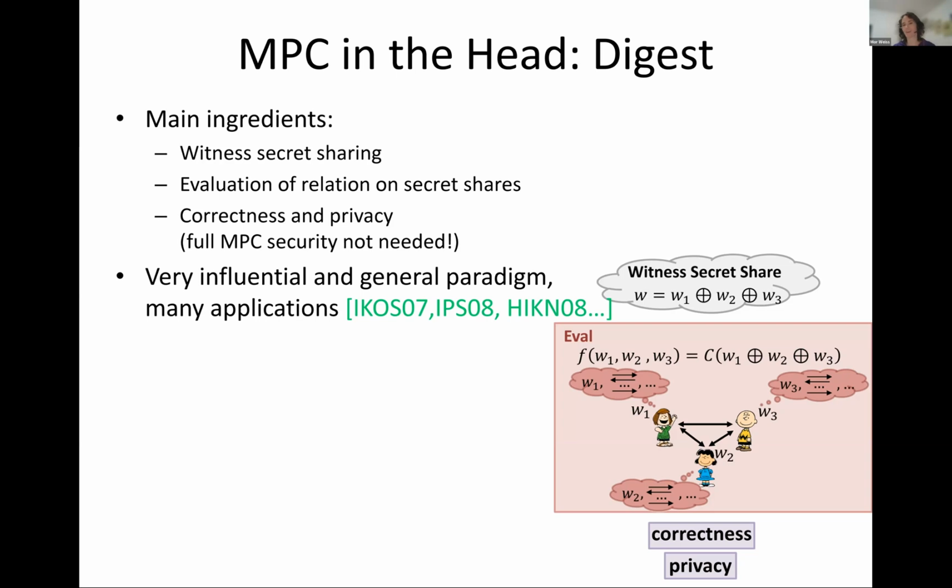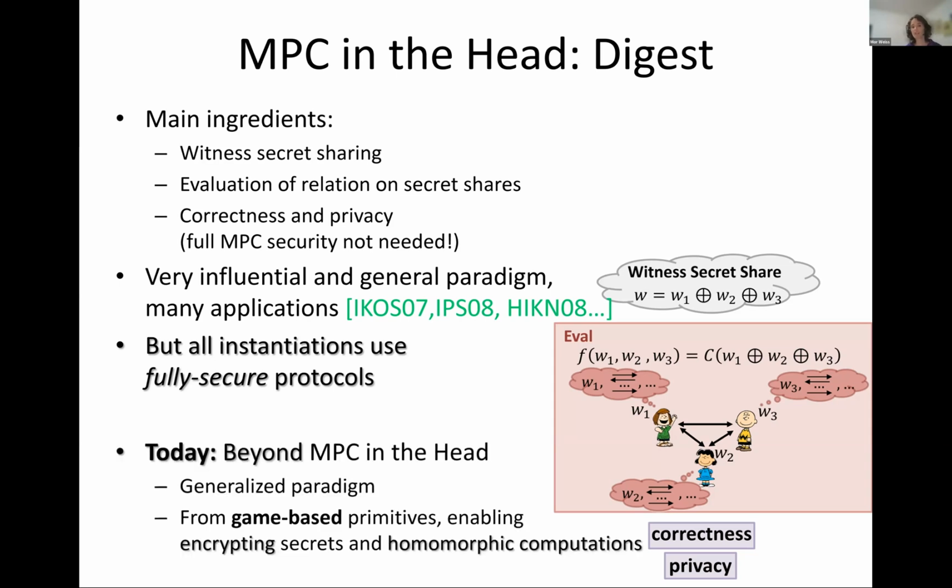I really don't have room in my slide to cite all the works on MPC in the head. But all these works, when they come to instantiate the MPC protocol, they use fully secure protocols and don't take advantage of this feature of MPC in the head, which is that you don't need full security. So today, the goal is to go beyond MPC in the head and base the paradigm on game-based primitives that allow us to encrypt secrets and homomorphically compute over them.